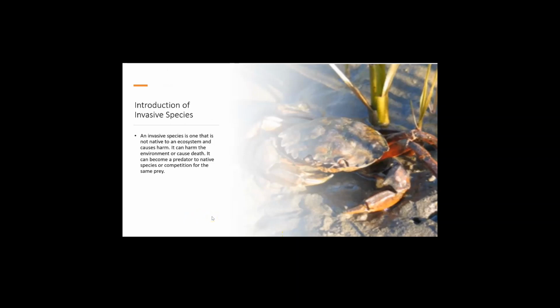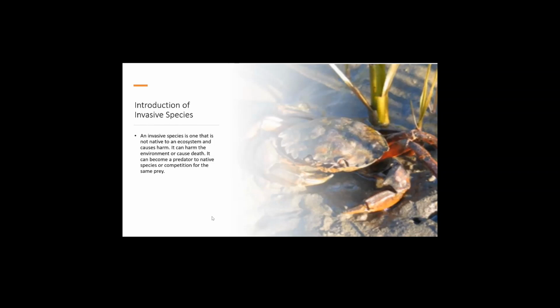So another way is the introduction of invasive species. An invasive species is one that is not native to an ecosystem and can cause harm. It can harm the environment or cause death. It can become a predator to native species or competition for the same prey. So that last part I just want to break down for a second.